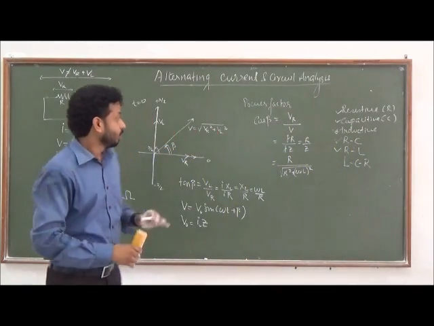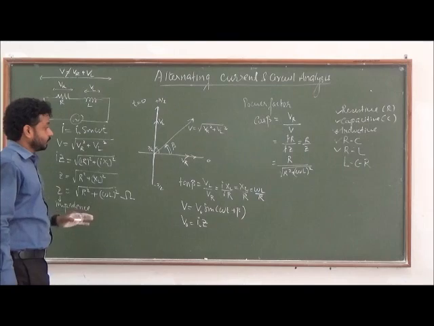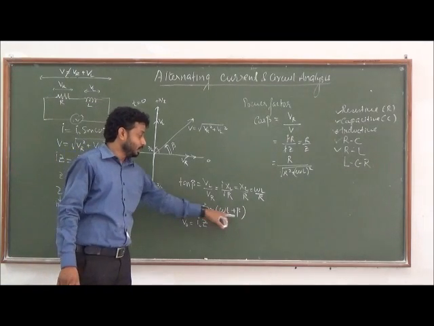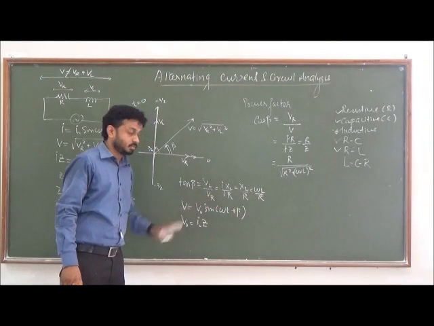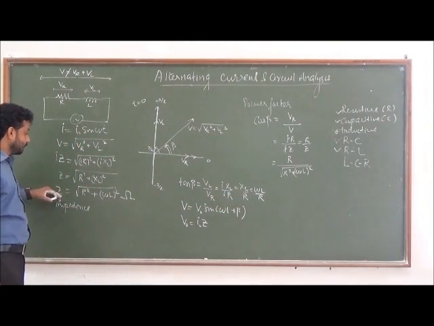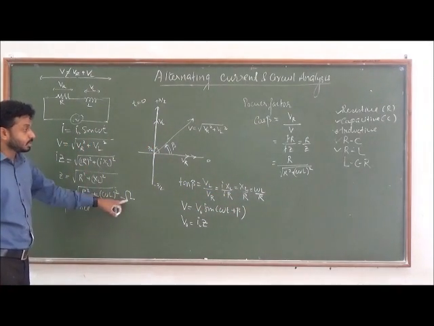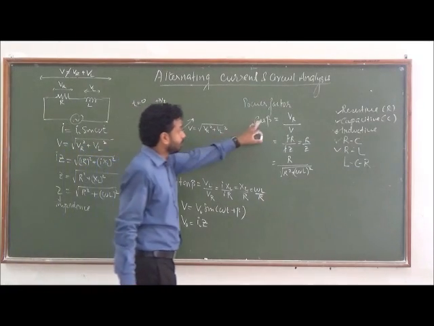Summary. In an RL circuit, the potential leads the current by an amount of beta, and beta can be found using any one of these. And the net impedance is given in this form with the SI unit of ohm, and this is the power factor of the circuit.